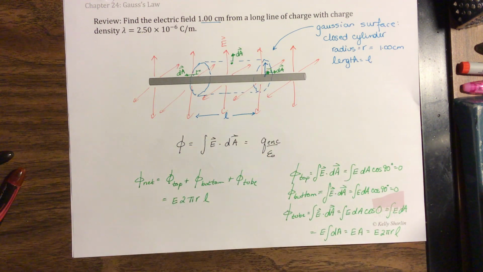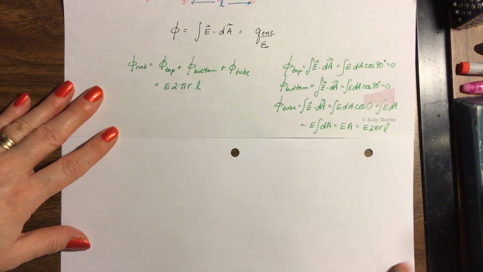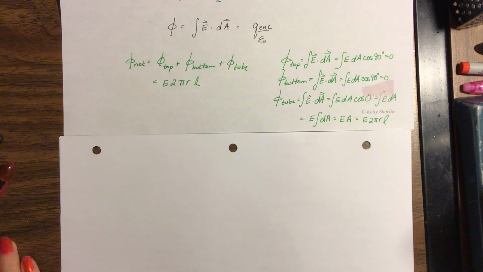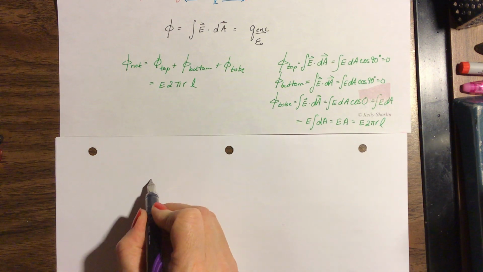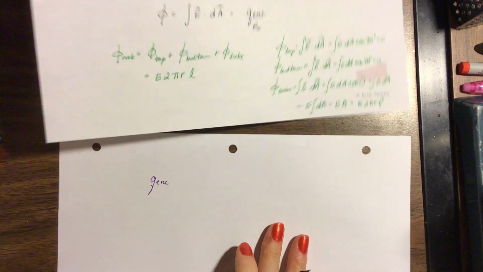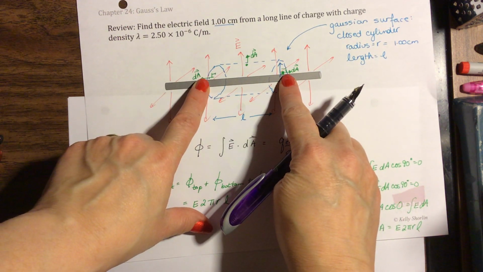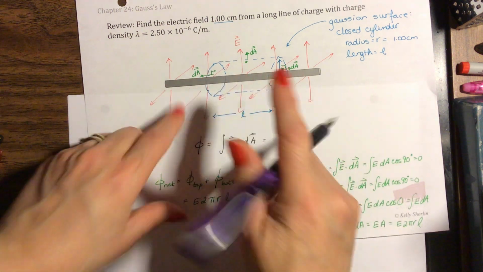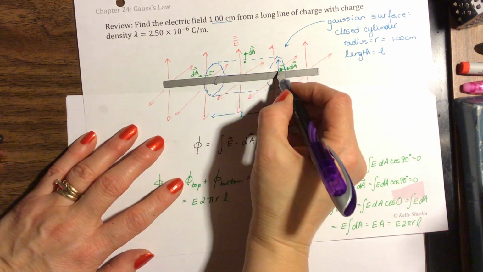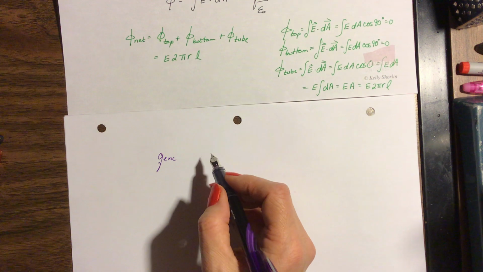What about my Q enclosed? Well, I can use my charge density to figure that part out. Let's just get the picture back down here. My Q enclosed is the amount of charge inside the cylinder that I drew with my blue dashed line. So it's the amount of charge on this much of my long line of charge. How much charge is on this bit right here? I can find that using my charge density.